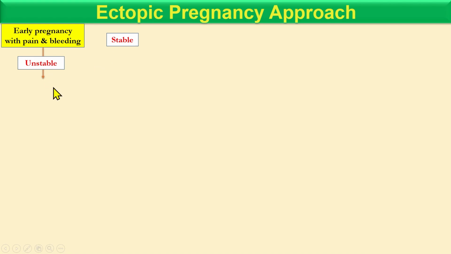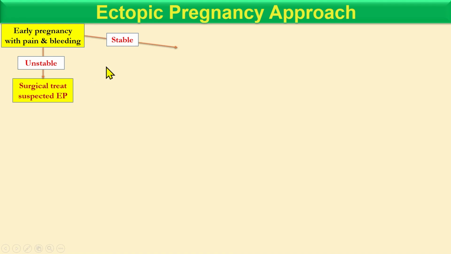How do we approach the ectopic pregnancy? When someone presents with early pregnancy with pain and bleeding, let's see if she is stable or not stable. If unstable, simply go for the surgical treatment for suspected ectopic pregnancy.